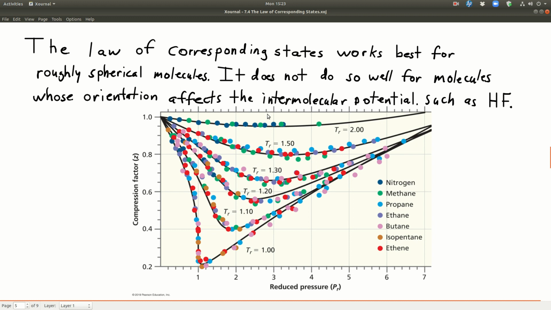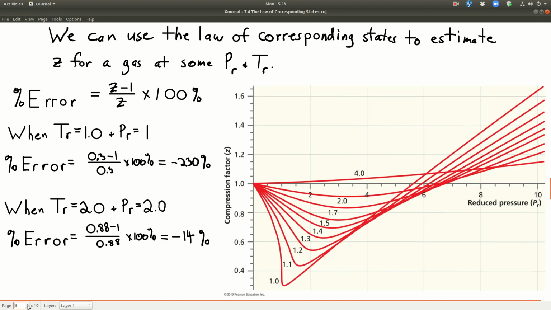Now, it ends up that the law of corresponding states works best if we're talking about molecules that are not polar, don't have a dipole, that they're more or less spherical. Because it ends up that if they're polar, then the intermolecular potential of that molecule with other molecules depends upon its orientation, and that's not taken into account in the law of corresponding states.